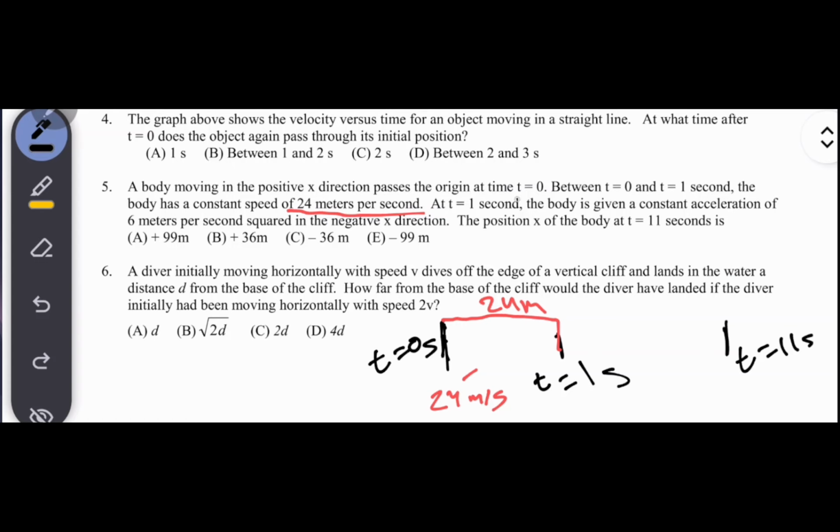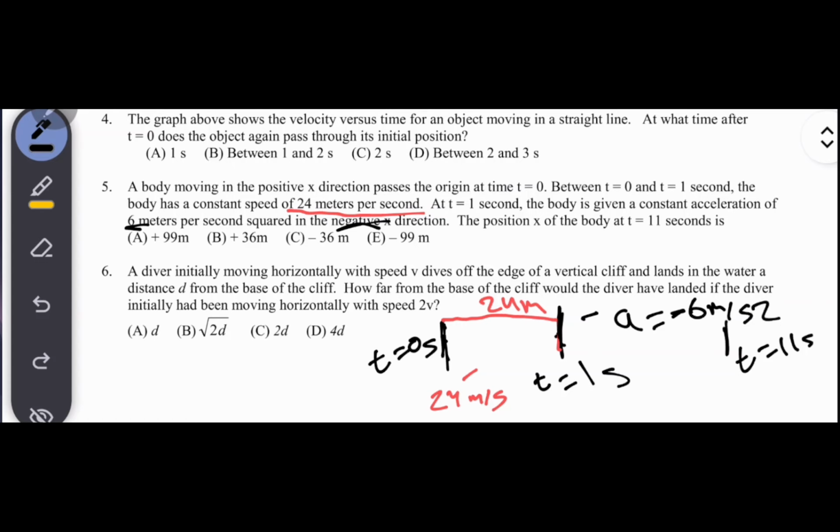And then for t equals 11 seconds, we can go over here to the problem, and we can see that at t equals 1 second, the body is given a constant acceleration of 6 meters per second squared in the negative x direction, meaning that from 1 second, we're going to be given an acceleration of negative 6 meters per second squared due to it being in the negative x direction.